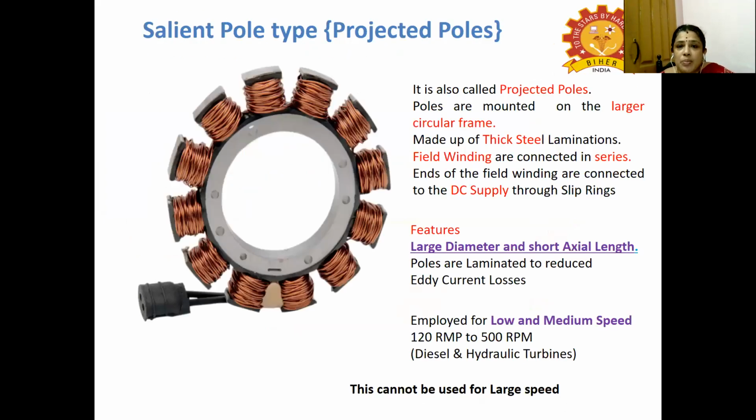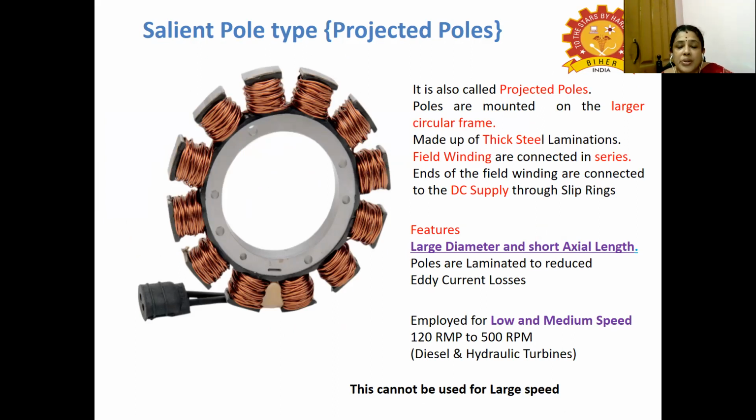The salient pole type has projected poles. Poles are mounted on the circular frame, made up of thick steel laminations, and the windings are connected in series. Ends of the field windings are connected to the DC supply through slip rings. The feature is large diameter and short axial length.